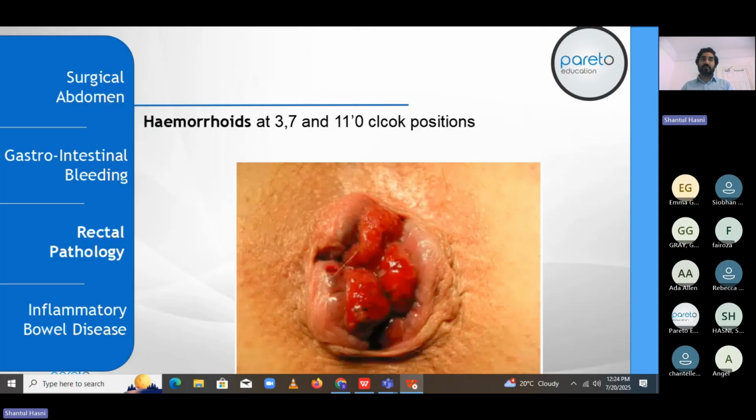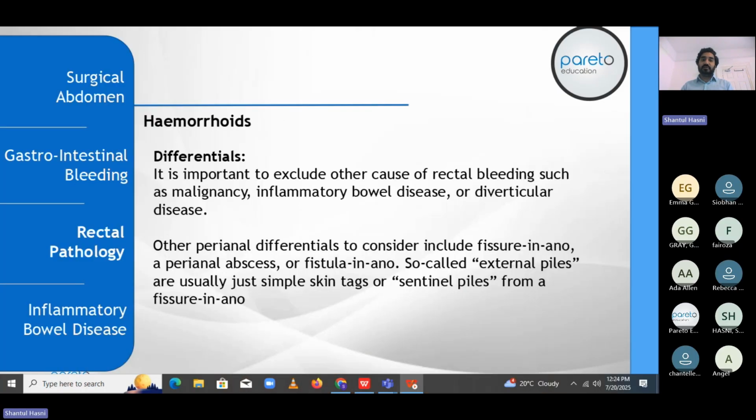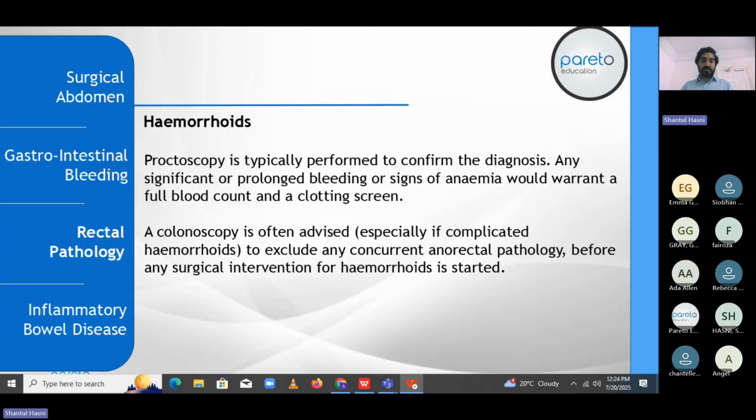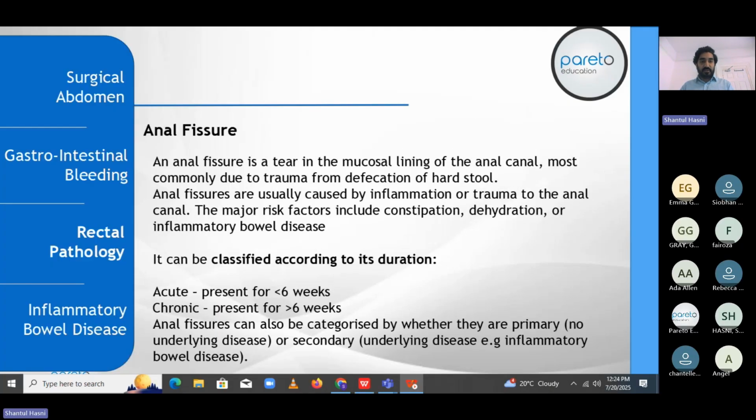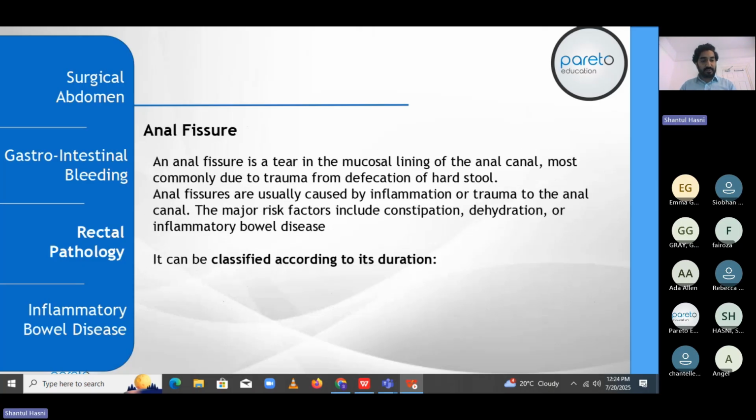Anal fissure can cause horrendous pain. It affects the quality of life so much that it's astonishing, and that's why you get quite a lot of pain with fissures.